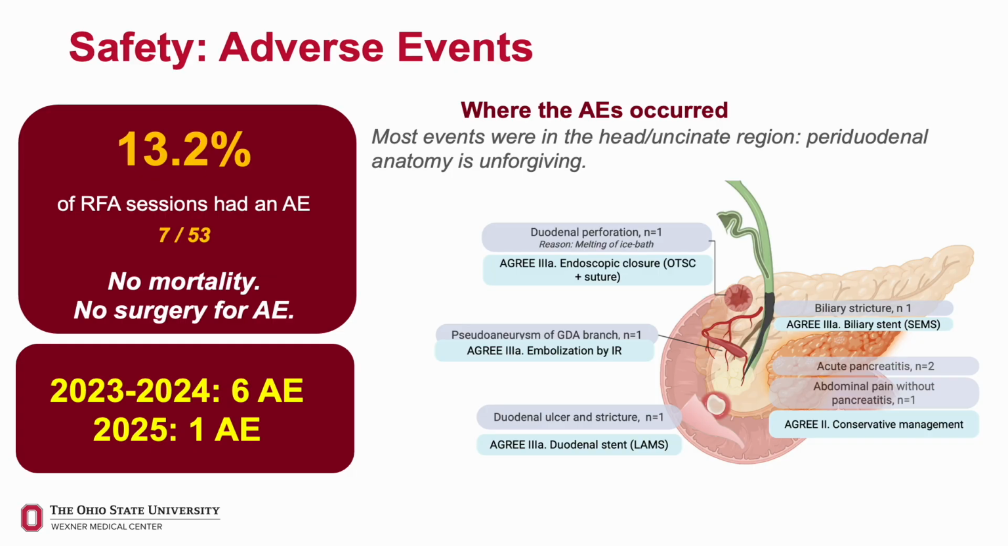So these are the adverse events. It's a technology which we are still learning. Overall adverse event rate was 13%, and most of the adverse events are in the head and uncinate, and it's all due to the thermal impact on the structures which are close by. Interestingly, most of these events occurred in 2023 and 2024, and we just had one adverse event in 2025, suggesting that there is a learning curve to this process.